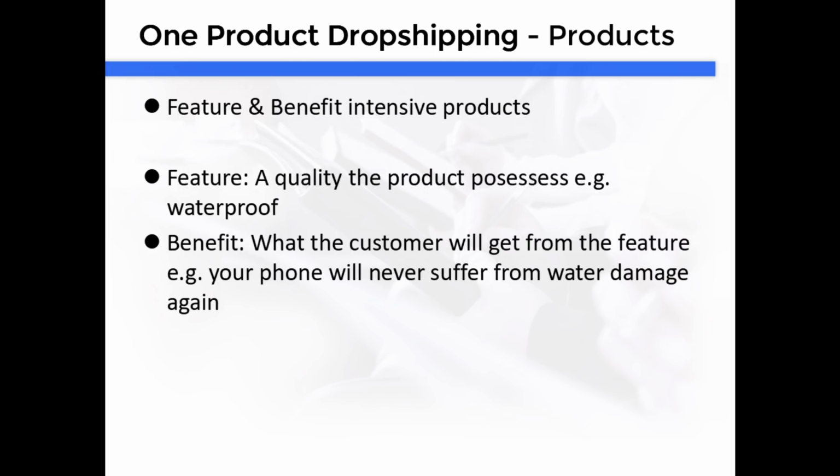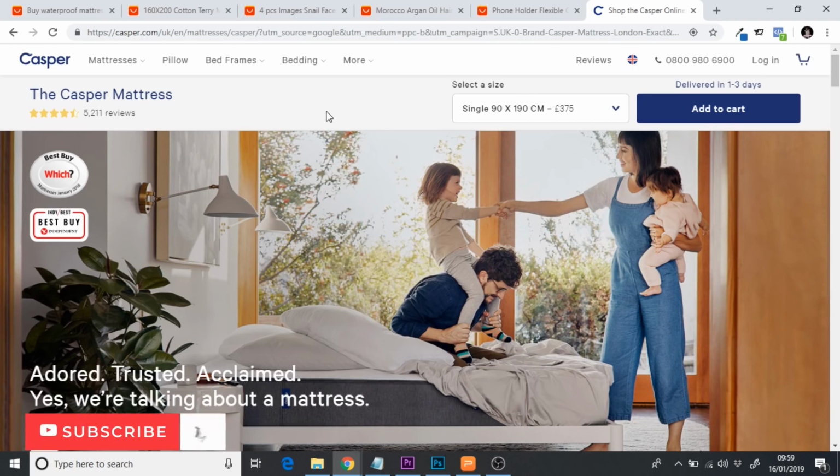So now I've covered the benefits of one product dropshipping, I just want to talk about the type of products that you can use for one product dropshipping and which ones work really well. And generally, the type of products that work really well are feature and benefit intensive products. So let me explain a little bit more about what I mean by this. So here is the perfect example of a feature and benefit intensive product. It's called the Casper mattress.